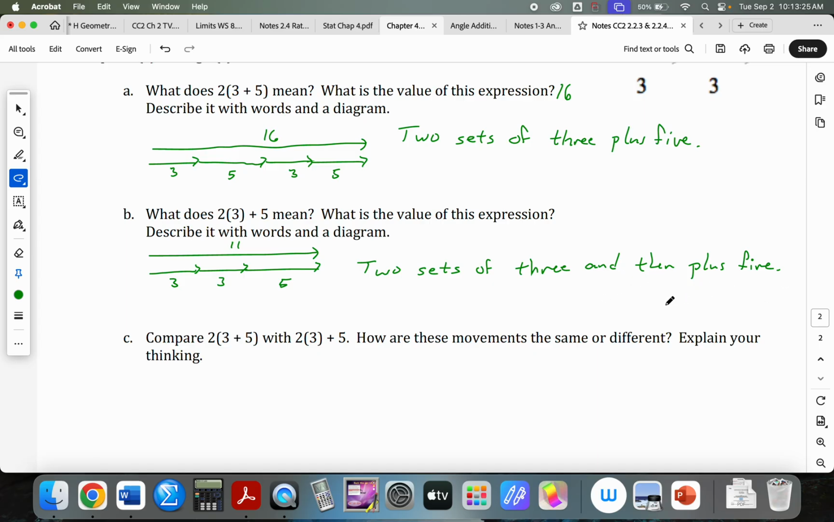Yes? Well, I was thinking, for the first one, A, 3 and 5 are in parentheses, and then for B, 5 is not in parentheses. Yeah, and that's the difference. But we can't write it out like that in words. So the other way that you can write this in words is to say this: two sets of the quantity three plus 5.